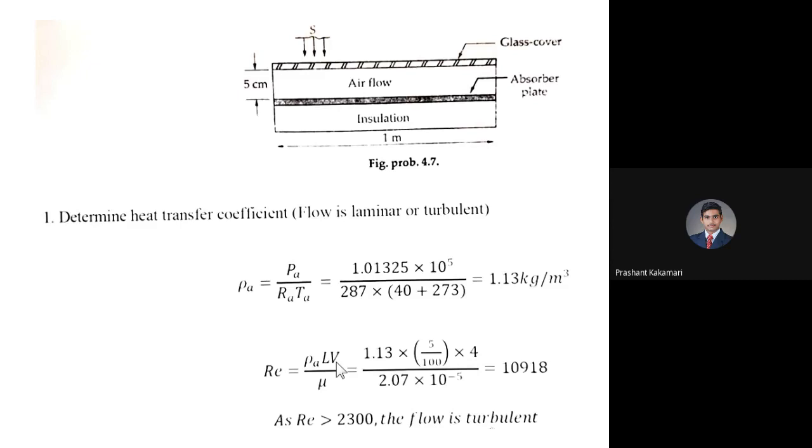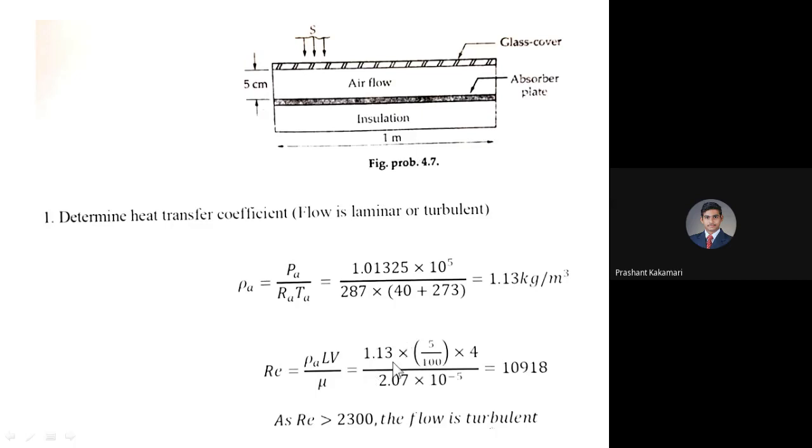At what height the flow is taking place, that you can consider as 5. Total width, because here it is not the length of the collector, it is the width, 1 meter. So if you consider the width 5 into 1 meter, that becomes the entire cross-section area. For the Reynolds number, if you consider the characteristic length, we always take this height. So that will be 5 centimeters. To convert that into meters, we divide by 100.